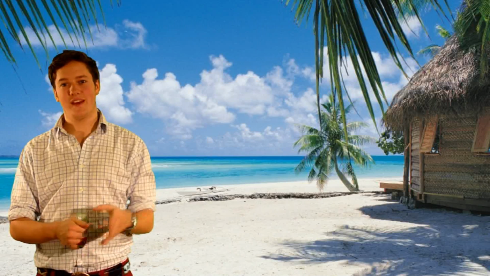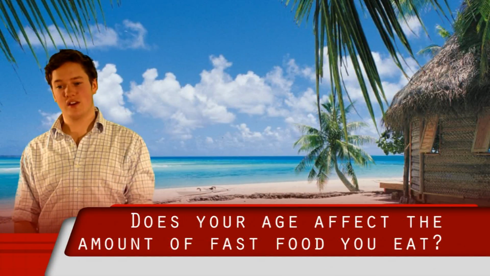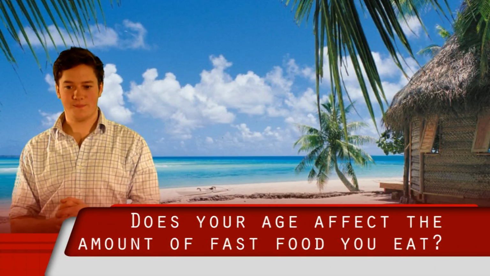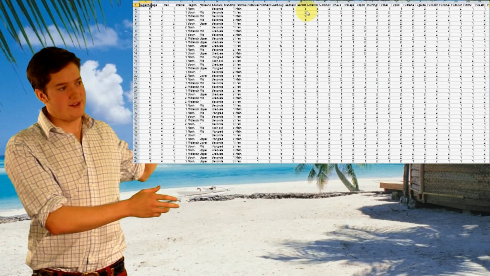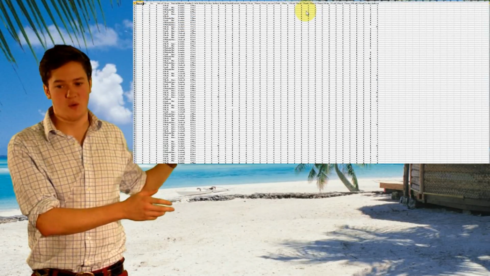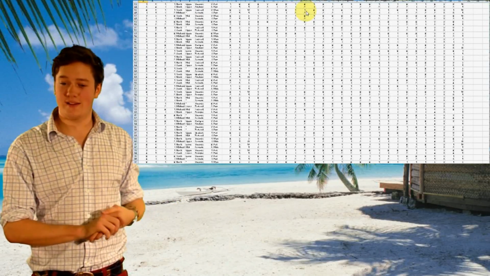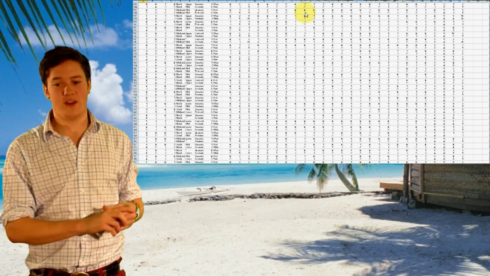The second step is to ask a question about the data. In this case, the question we're asking is, does your age affect the amount of fast food you eat? So, here we have our data, and more data, and more data, and more data. Recognising a pattern in this data sheet is virtually impossible unless you have a lot of free time.